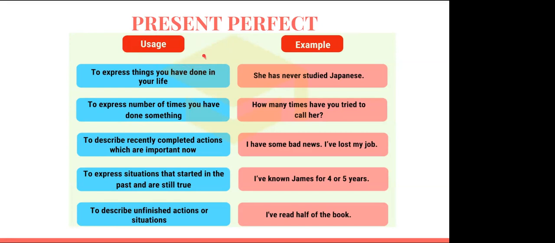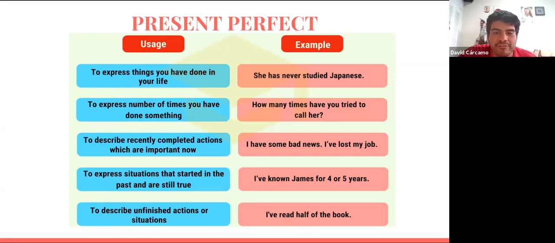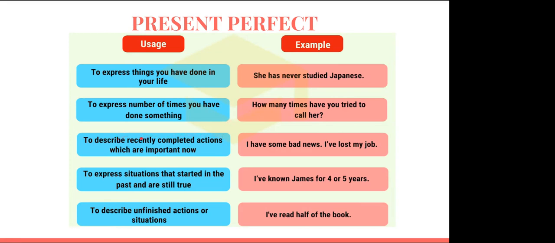So let's please review the usage. When are we going to use the present perfect tense? Well, we are going to use this grammar tense to express things you have done in your life. For example, she has never studied Japanese, and also to express numbers of times you have done something. And here we have a question example. Please, can you read this question? How many times have you tried to call her? Correct.